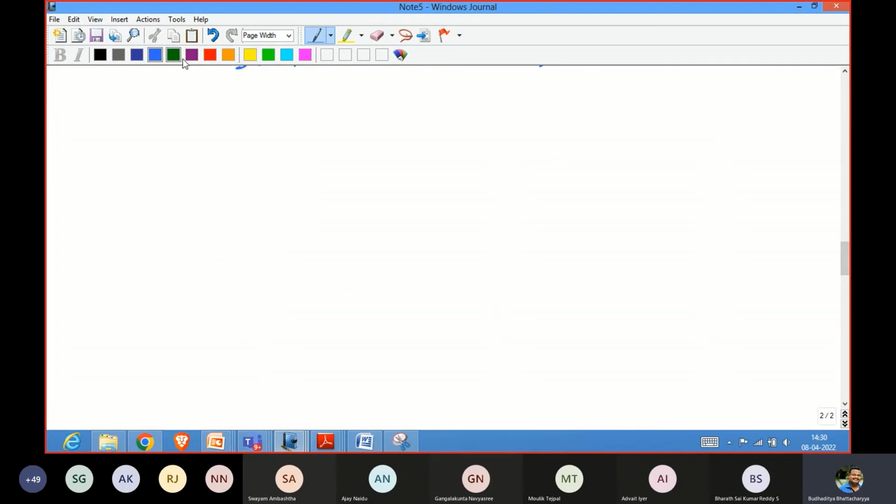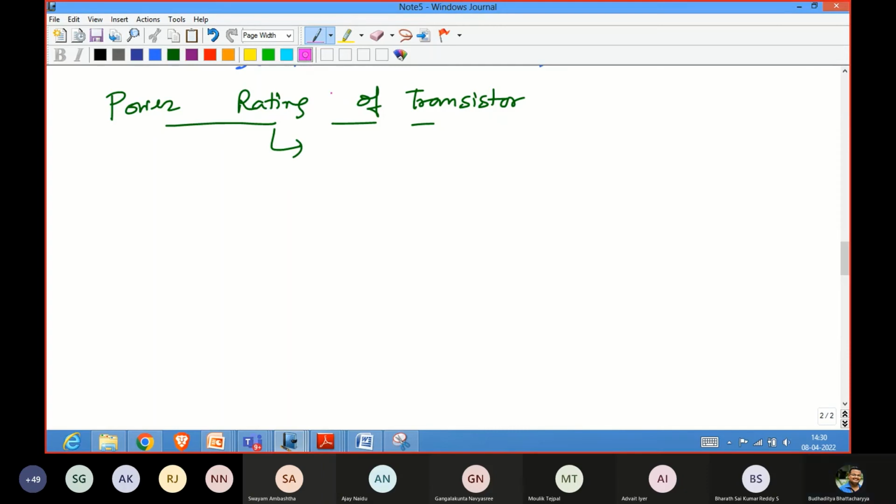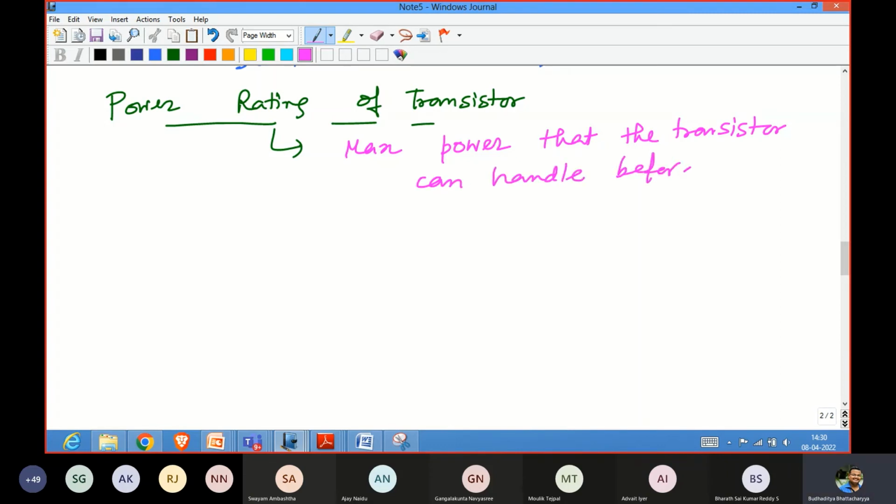The other parameter that is also very important is called the power rating of a transistor. Okay. So this is basically the amount of power, or the maximum power, that the transistor can handle without getting destroyed. That's the power rating. So it is ideally the maximum power that the transistor can handle before getting destroyed. All right, so this is the power rating.